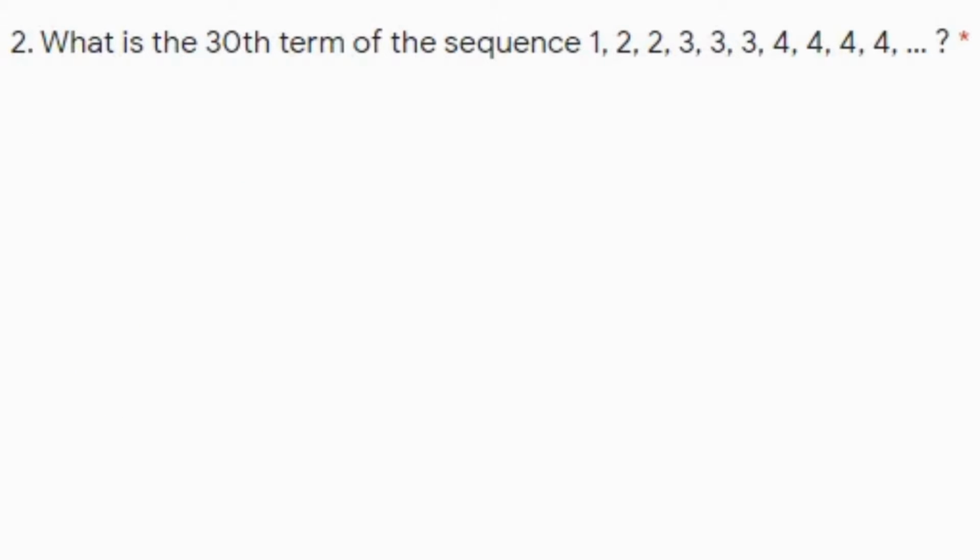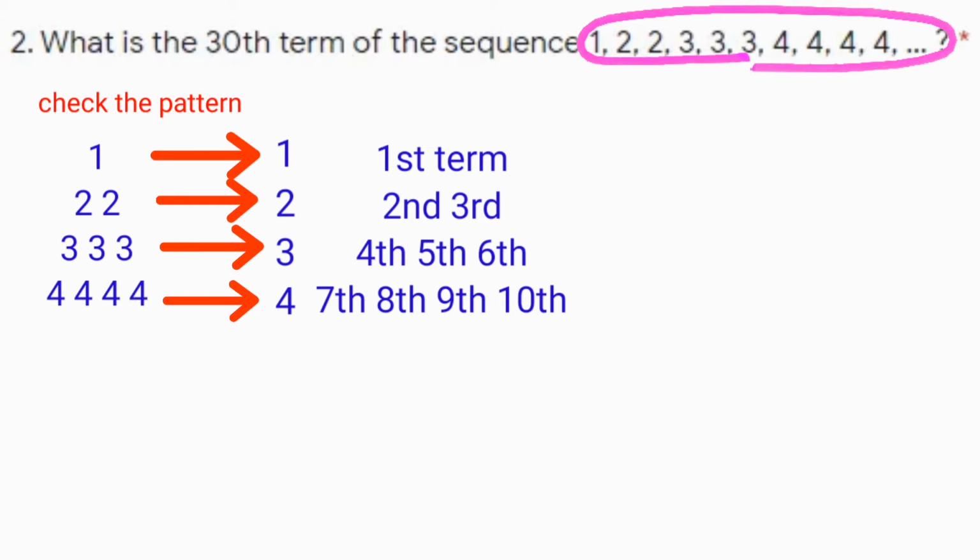What is the 30th term of the sequence? 1, 2, 2, 3, 3, 3, 4, 4, 4, 4, and so on. If you check the pattern, you'll notice that the first term is 1, the second to third term is 2, the fourth to sixth term is 3, and the seventh to 10th term is 4. And if you add the digits from 1 to 4, you'll get 10, which proves that the 10th term is 4.